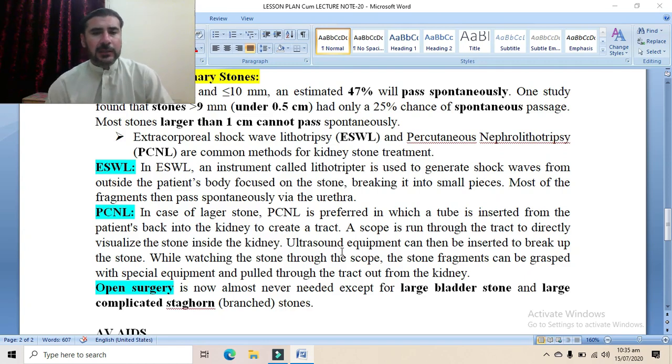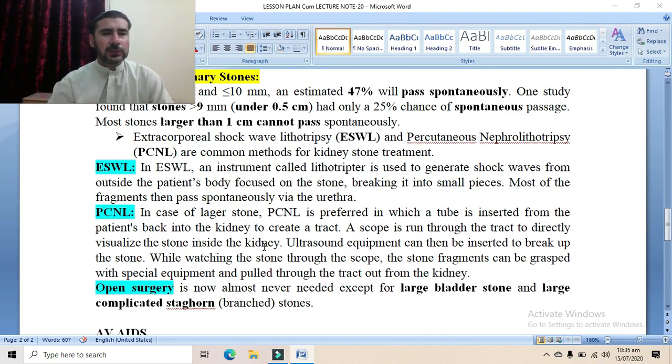After visualization, ultrasound equipment can then be inserted to break up the stone. Ultrasound equipment utilizes high energy sound waves of more than 20,000 hertz. Through these high energy ultrasound waves, the large stones are broken down, and then the stone fragments are grasped with special equipment, and they are physically pulled through the tract out of the kidney.